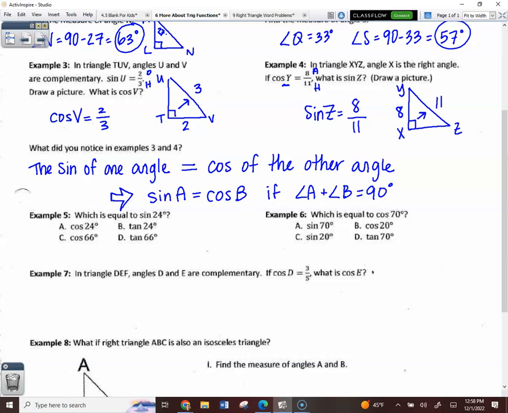There's a relationship between the 2 angles in a triangle. And the relationship is that the sine of one of them is going to be the same as the cosine of the other one.